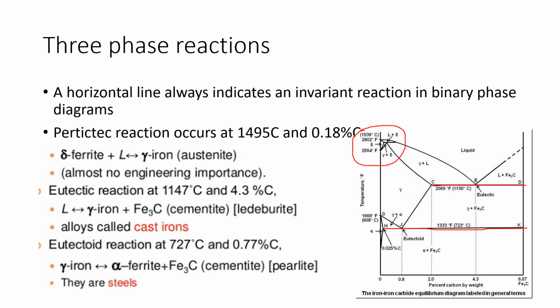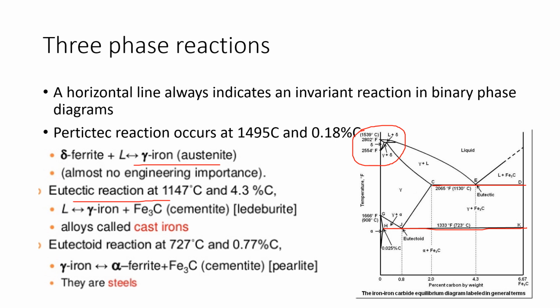The peritectic reaction occurs at 0.1% carbon and at a temperature of 1495 degrees centigrade. When delta iron is added to the liquid iron solution, gamma austenite is formed. This is one phase reaction, in the austenite region.